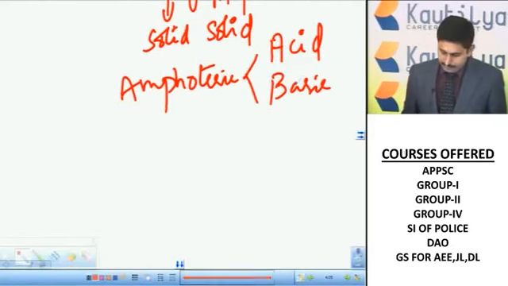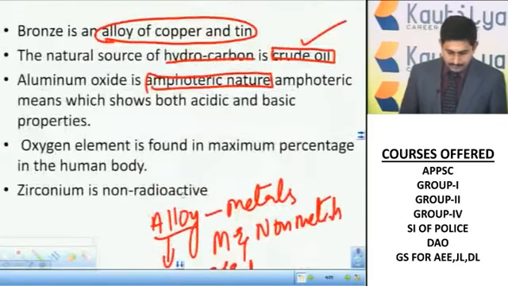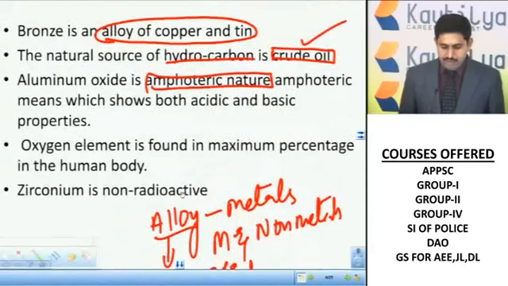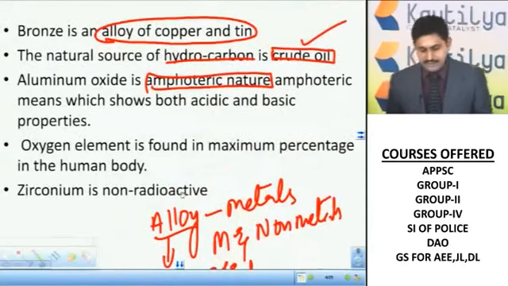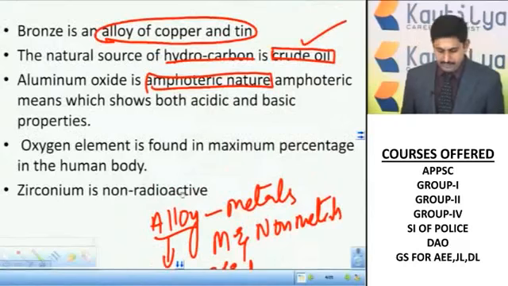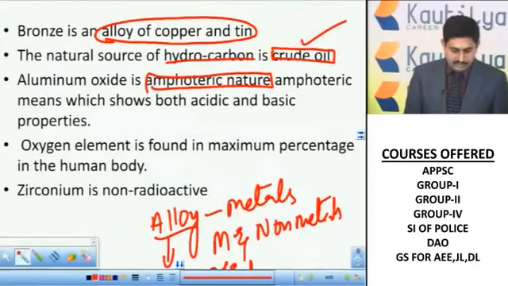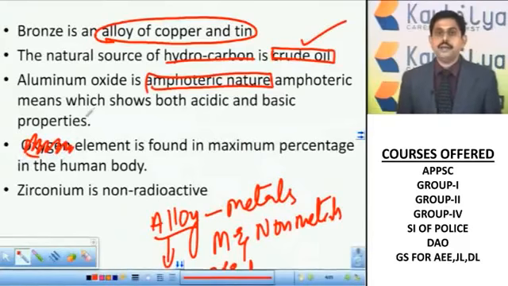Now, so aluminum oxide is amphoteric in nature, that means it has both acidic and basic property. The element present in the maximum percentage in the human body is oxygen. Oxygen is the element present in maximum quantity in the human body.